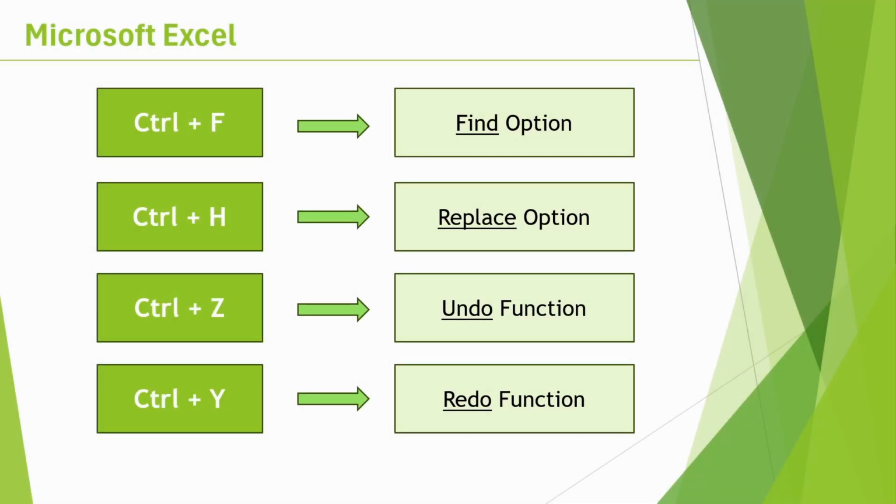Let us now take a look at the shortcut keys which we have used in this video. First, we used Ctrl+F to use the find option. Then we used Ctrl+H to access the replace option. Then we used Ctrl+Z to use the undo option. And finally, we used Ctrl+Y to use the redo option.